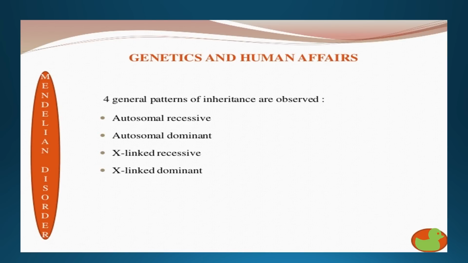Coming to Mendelian disorders, four patterns of inheritance are observed. They are autosomal recessive, autosomal dominant, X-linked recessive and X-linked dominant diseases.